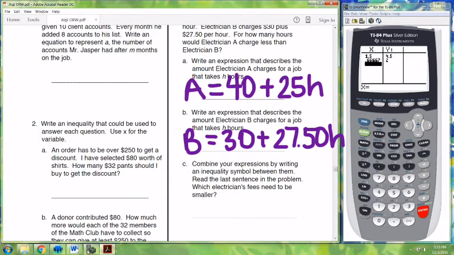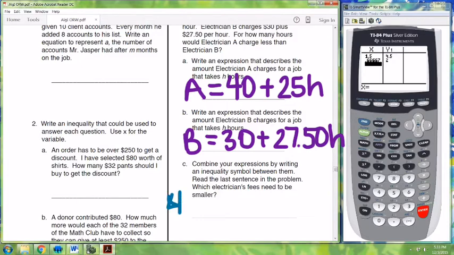Okay, so part C says to combine your expressions by writing an inequality symbol between them. Read the last sentence in the problem. Which electrician fees need to be smaller? The last sentence said, for how many hours would electrician A charge less than electrician B? So if I take these two equations now, I'm going to put an inequality symbol between them.